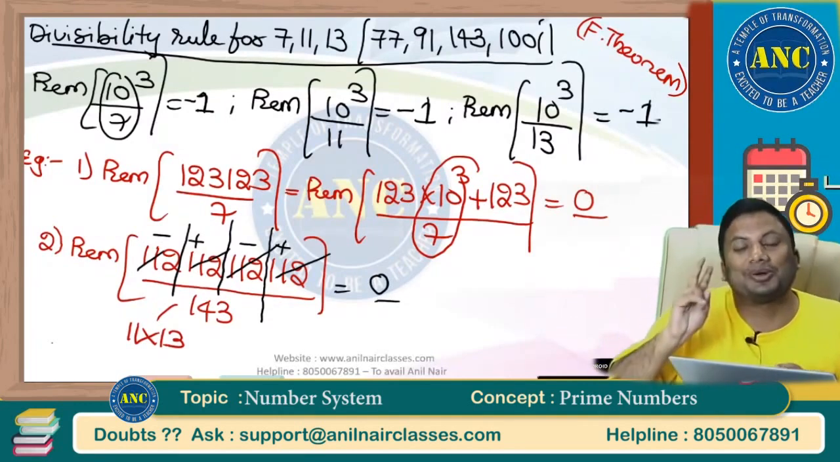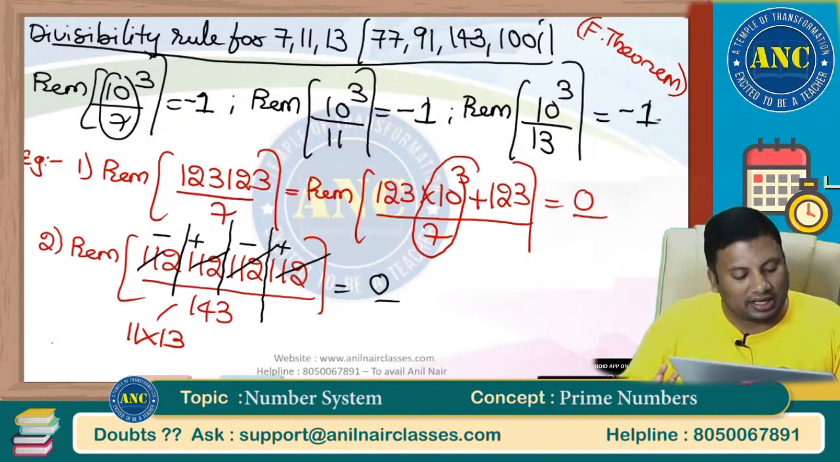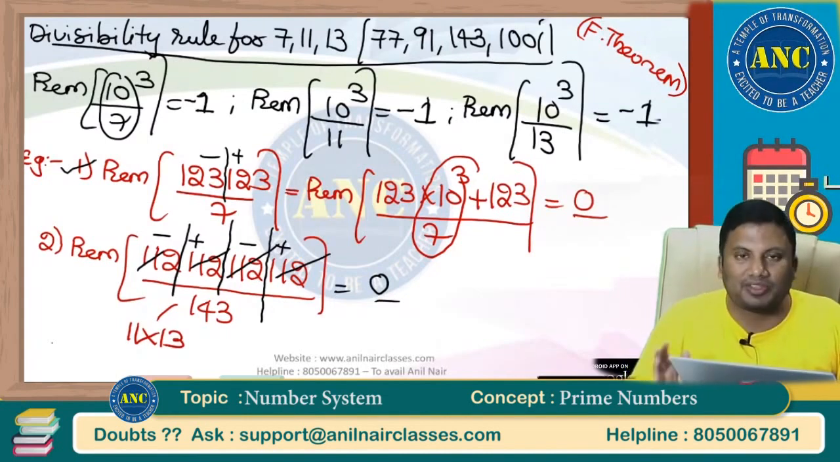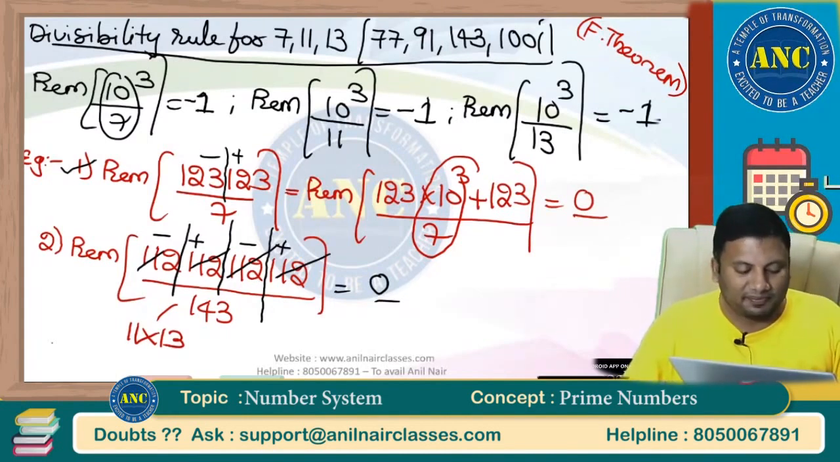That means there are two important conclusions that can be drawn from these two examples. Any 3-digit number written an even number of times is always divisible by 7.